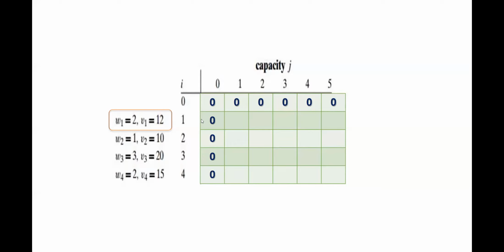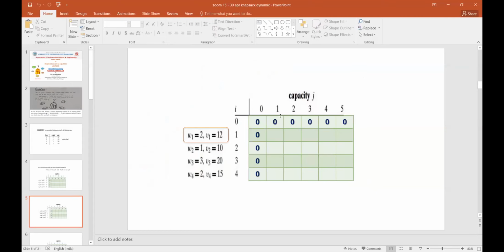Okay, then this is the capacity: 0, 1, 2, 3, 4, 5 are the capacities. So with capacity equals 1, can I include the object 1? What is the weight of object 1? It is 2.